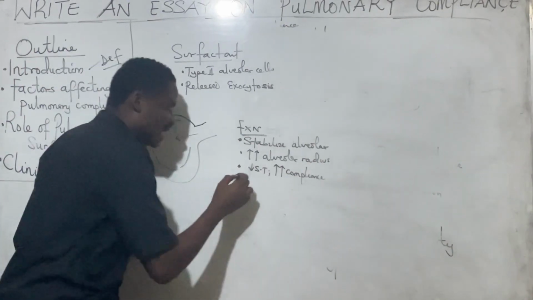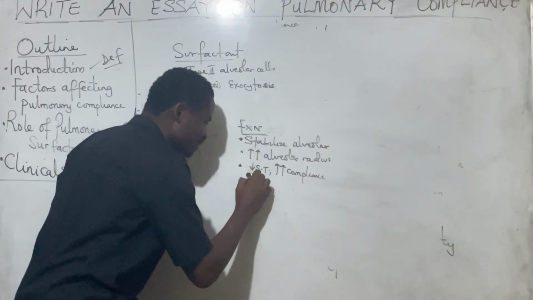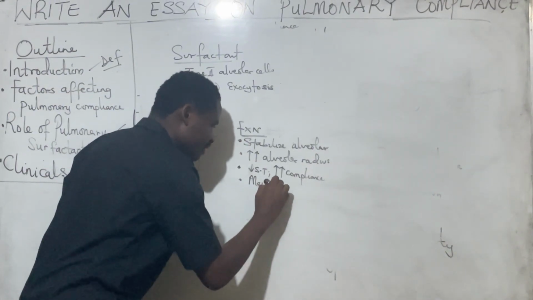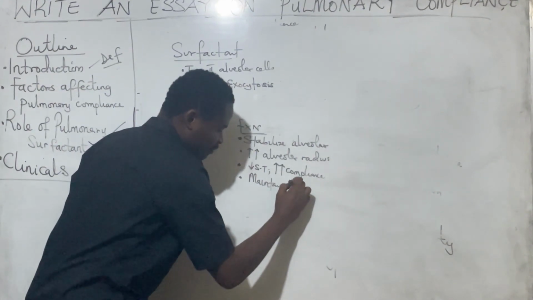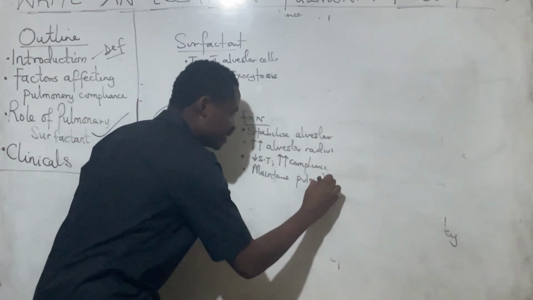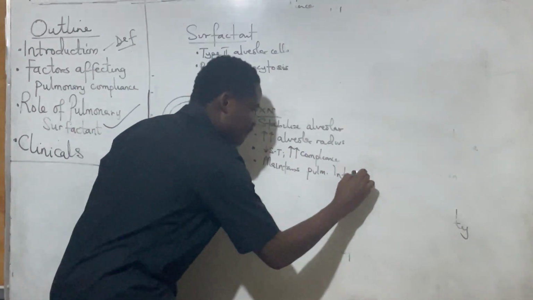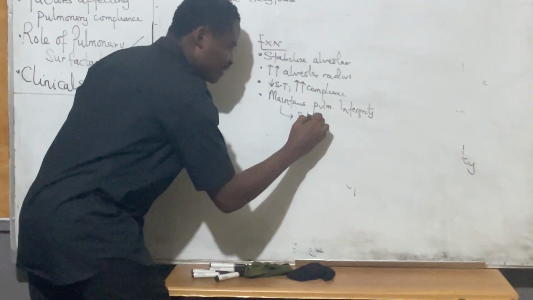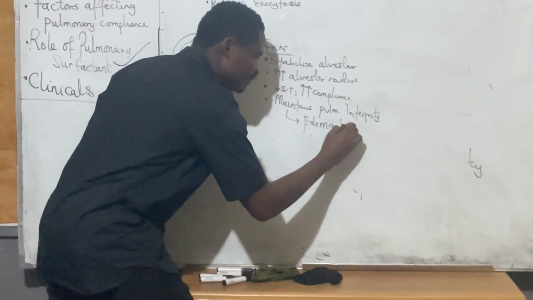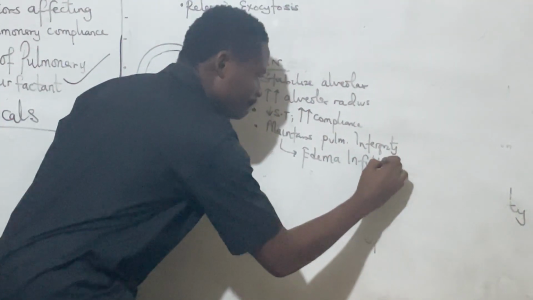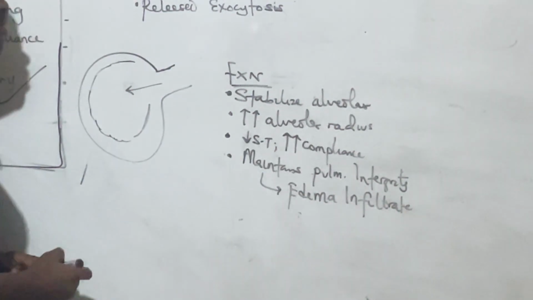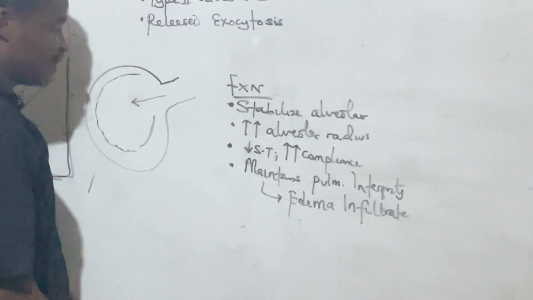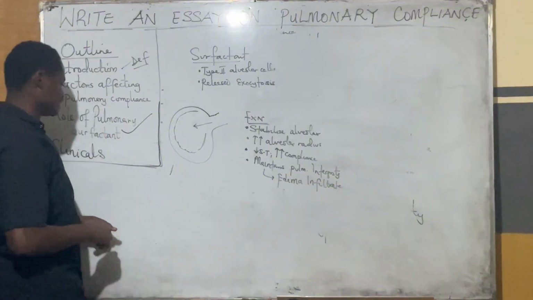And then number four, because of surfactant, some substances cannot enter and stay in the alveoli. So it helps to maintain the pulmonary integrity. Because if this was not possible, it is possible to have edema infiltrate. So those are things I want you to note about the functions of surfactants.